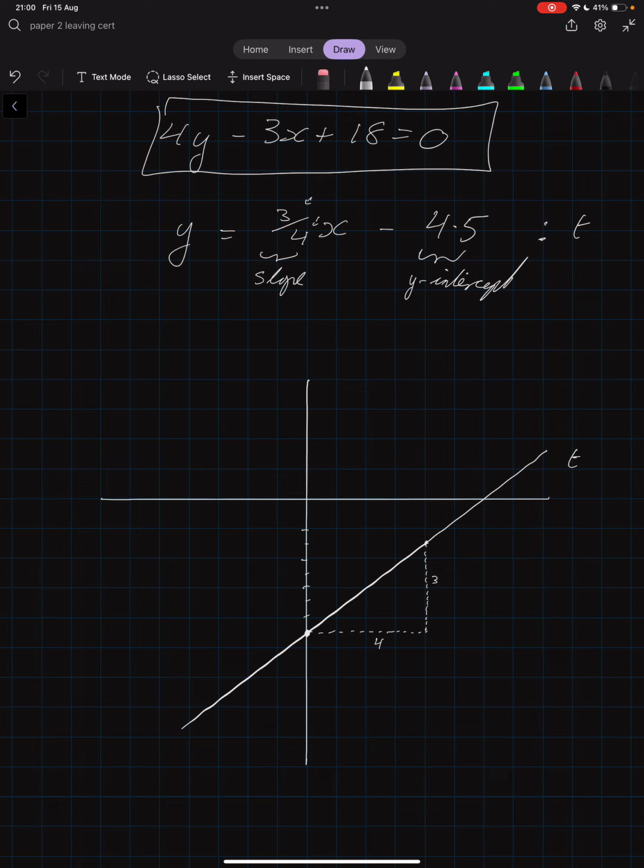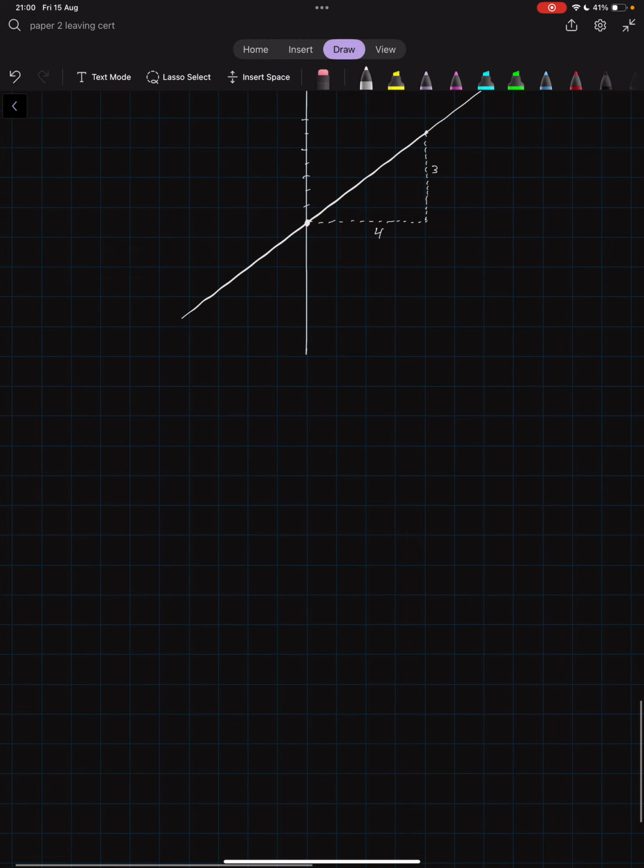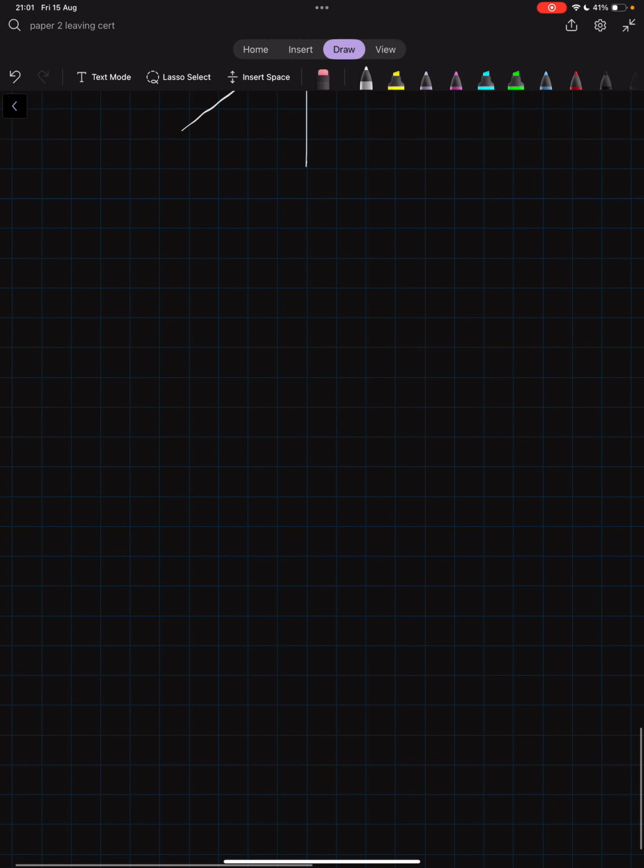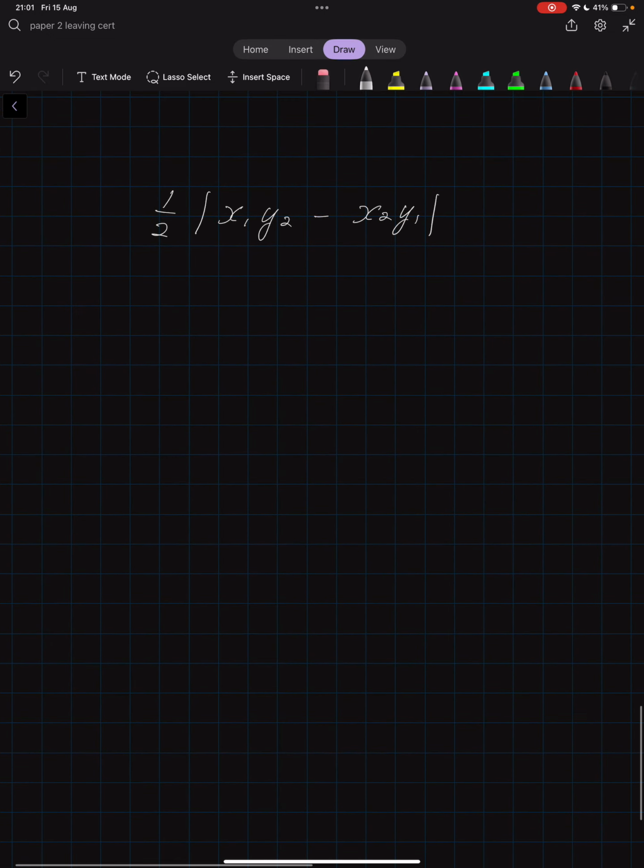All right, I think I will leave that bit now at that and move on to the area of a triangle. So, how do we get the area of a triangle? See, this is the one thing that people will do. They will see, oh, there's a formula for it. And there is a formula for it. The formula for the area of a triangle is a half the magnitude of x1, y2 minus x2, y1. And you'll sit there and you'll say, that's perfect. I have a formula, so I don't need to worry about it.